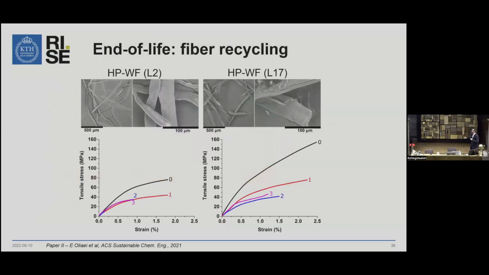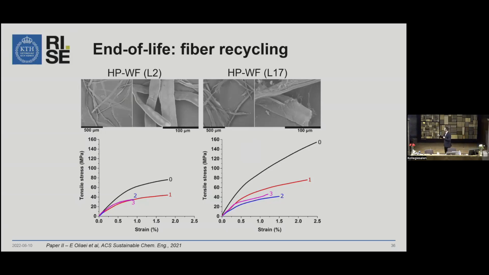We have also thought about the end of life, and we have tried initially to recycle the individual fibrils from hot press MFLC, and we were not really successful to separate individual MFLC. But for the wood fibers in the hot pressed structures, we were able to disintegrate them into individual fibers. As you can see, the once recycled wood fibers here from 2% residual lignin content and 17% residual lignin content in these images.